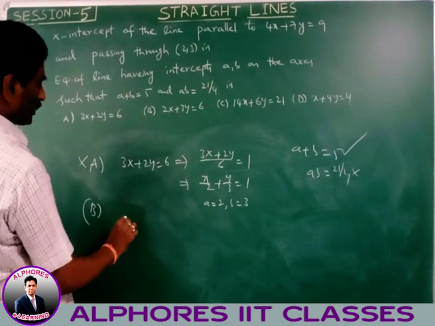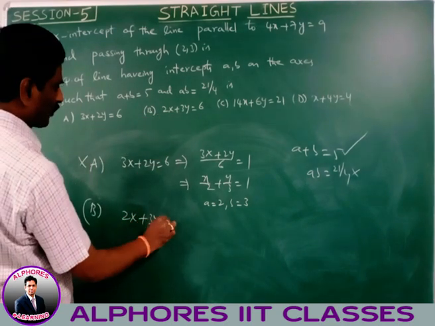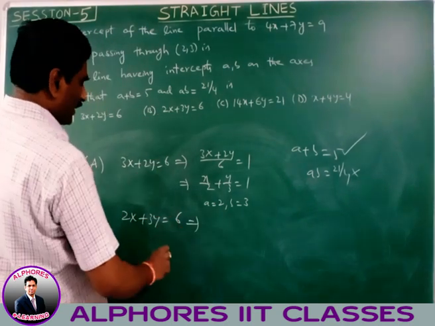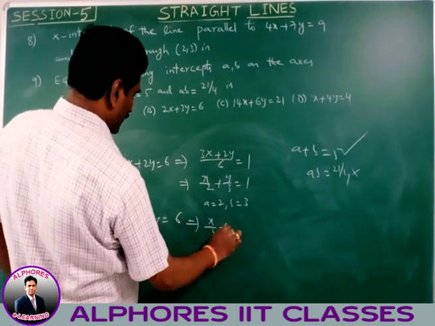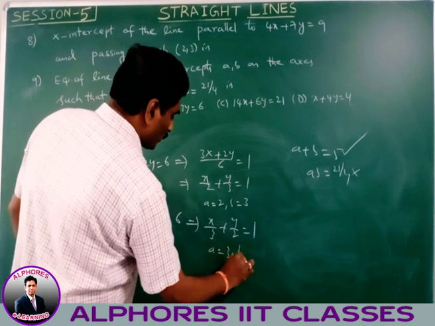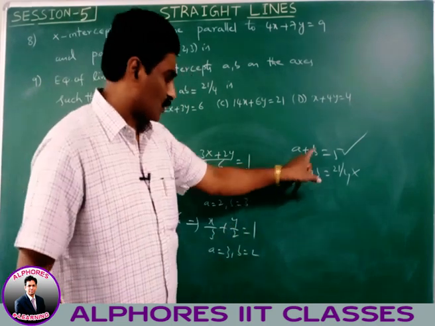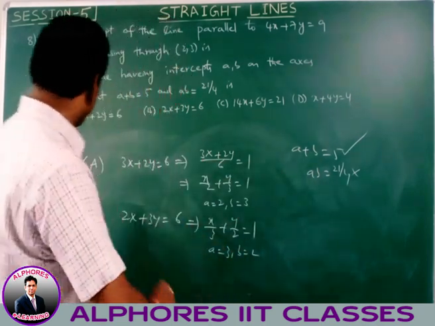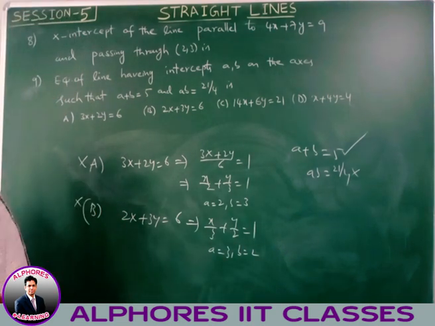Next, the second option B. What is the second option? 2x + 3y = 6. So reduce this into intercept form. x/3 + y/2 = 1. Here a = 3, b = 2. Again a + b = 5, but ab = 6, which is not equal to 21/4. It also fails. Okay.